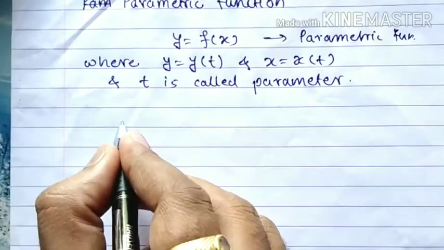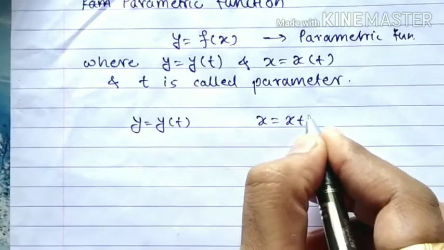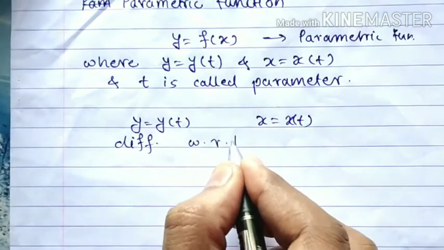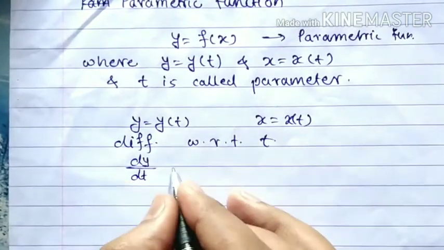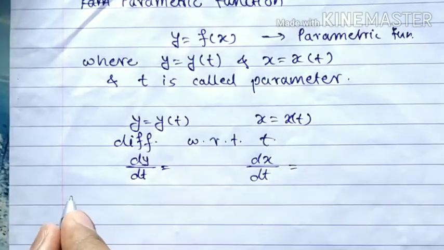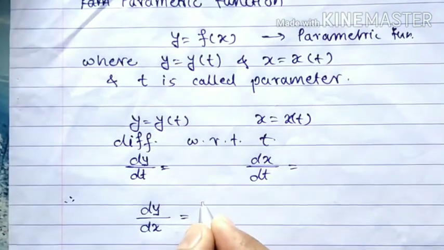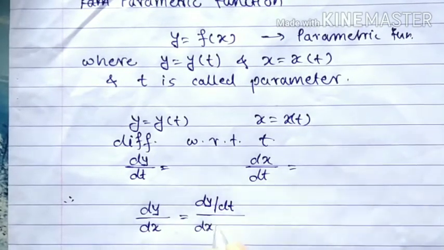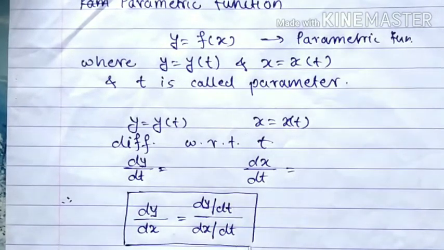Since y is given in terms of t and x is given in terms of t, we first differentiate both x and y with respect to that third variable, the parameter. So we calculate dy by dt and similarly dx by dt, and therefore the derivative of function y with respect to x can be written as the derivative of y with respect to t divided by the derivative of x with respect to t. This is the formula to calculate the derivative of a parametric function.